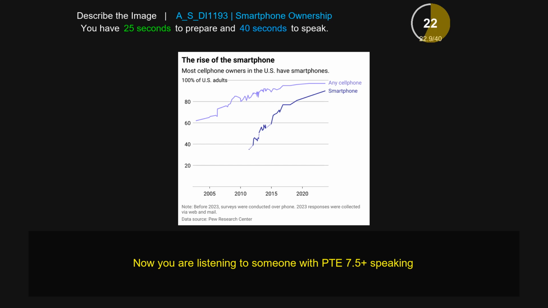The highest value is covered by any smartphone and it is above 80% in the year 2020. The lowest value is covered by smartphone and it is below 40% in the year 2010. Overall, the topic gives the information about the rise of the smartphone.